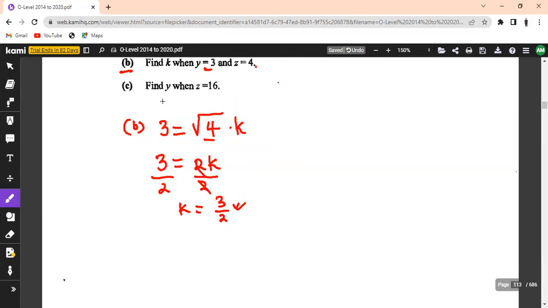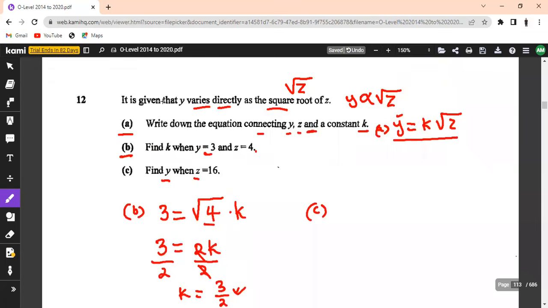Then on C, you are now asked to calculate the value of y. Find y when z is 16. So what you are going to do, you have this equation first, whereby you're going to substitute the value of k here, because you have got the value of k. So y is equal to our k. Remember, your k is 3 over 2. So it's going to be 3 over 2 square root of z.